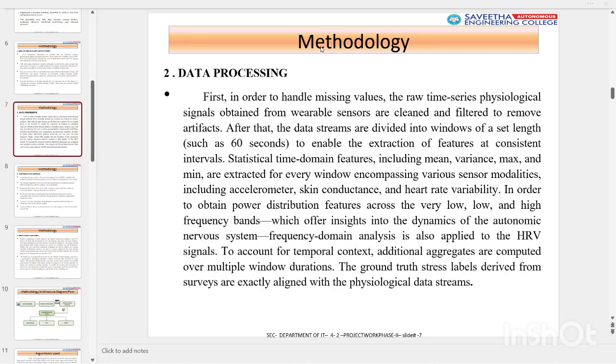Next, data processing. In order to handle missing values, the raw time series physiological signals obtained from the sensors are cleaned and filtered to remove artifacts. And to enable extraction of features at consistent intervals, statistical time domain features including mean, variance, and max and min are extracted. Various sensor modalities are used to obtain power distribution features across the very low and high frequency bands. To account for temporal context, additional aggregates are computed over multiple window durations.